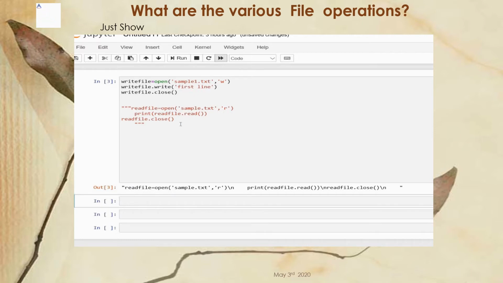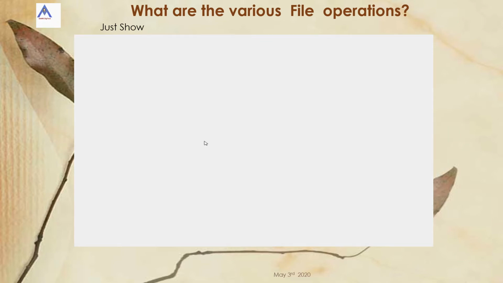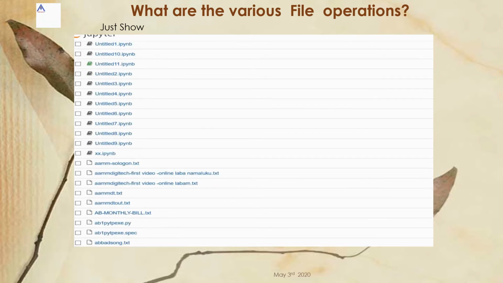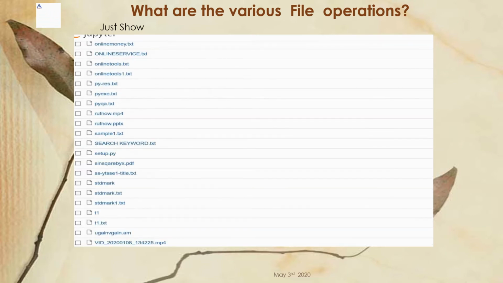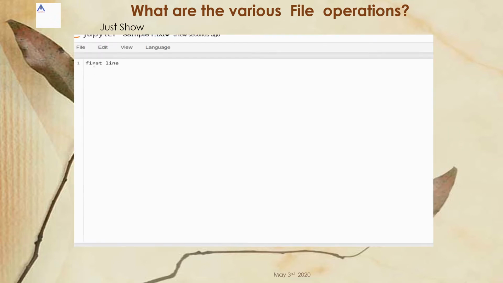So now let us go and see whether the file is created or not first. What is the file which you have seen? The file name is sample1.txt. See here, sample1.txt is created. Now you can double click and see that file, what content is there inside the file. See here, first line. We just wrote this line into this file. So the file is created and written.